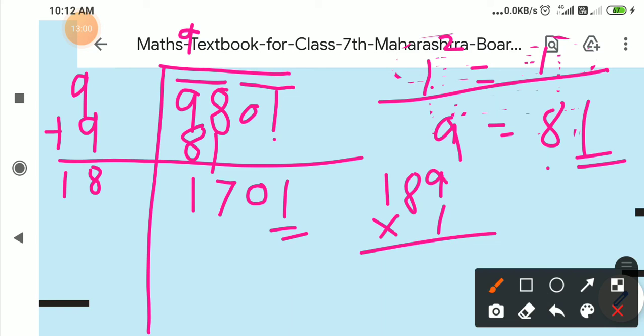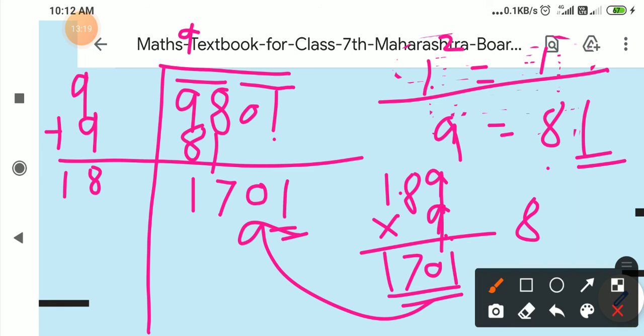Now we will take 9 as a factor. So 9 as a number here. So 9 9s are 81. 9 8s are 72 plus 8, 80. 8 carry. 9 1s are 9. 9 plus 8 is 17. 1701. You got this number. Okay, you got this number.